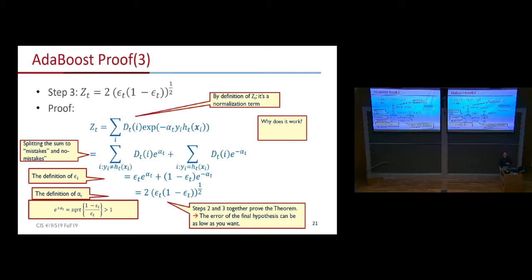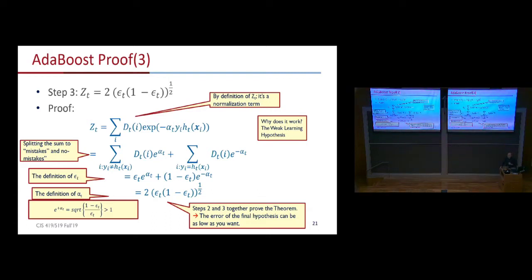So really, the reason it works is that we made this weak learning hypothesis. It's called the weak learning hypothesis, but it's a very strong assumption. It says that for any distribution, I can find a hypothesis that is doing better than a half on it.